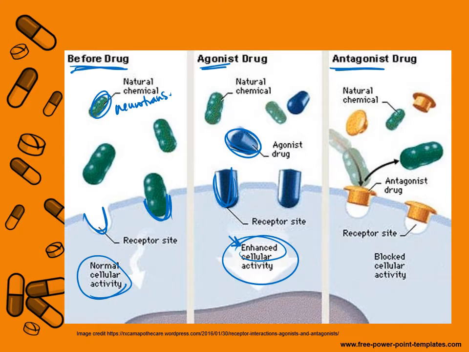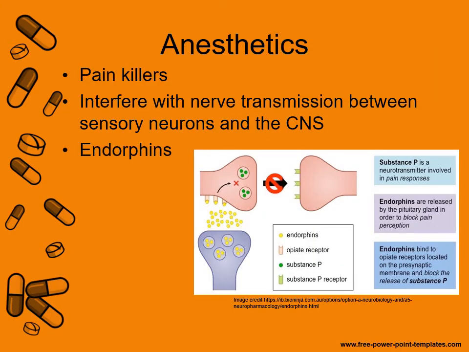Antagonistic drugs are opposite. They're actually going to block the receptor site so that the neurotransmitters cannot do anything, and we have blocked activity. So agonists are going to mimic our neurotransmitters. Antagonists are going to block our neurotransmitters. Anesthetics are painkillers, and it might be natural to assume that they are blockers, that they are antagonists, but in fact, they work in an agonistic way. So most of our anesthetics are agonists of endorphins. Endorphins are natural compounds that our body makes when we're super happy, and they block pain.